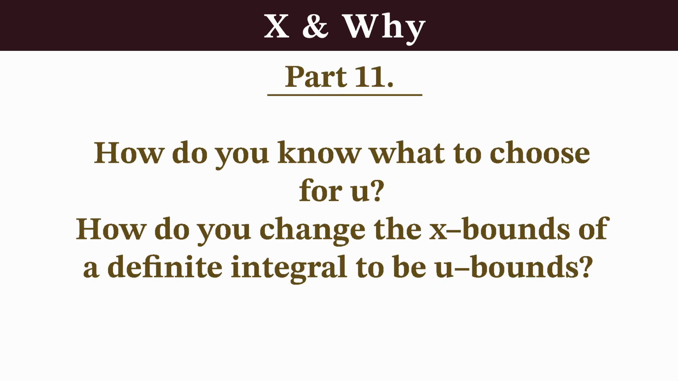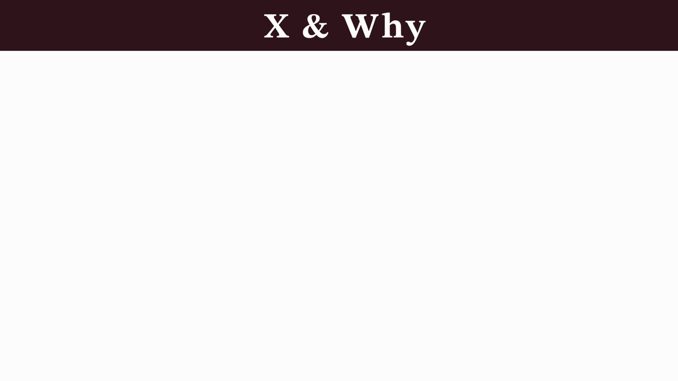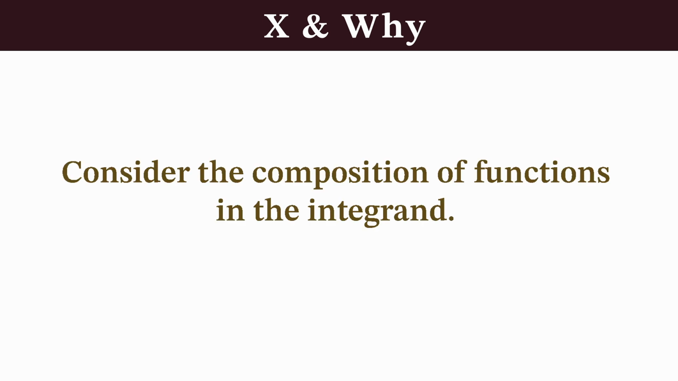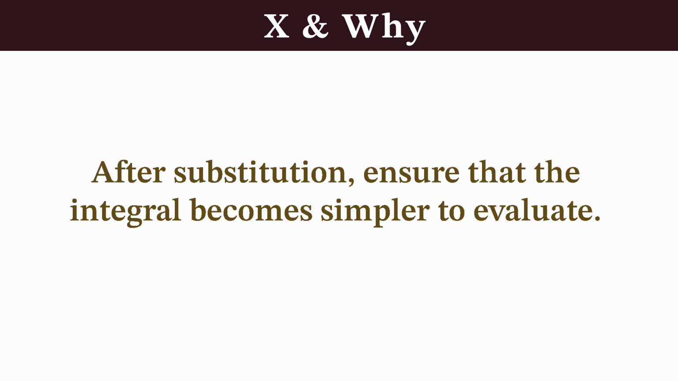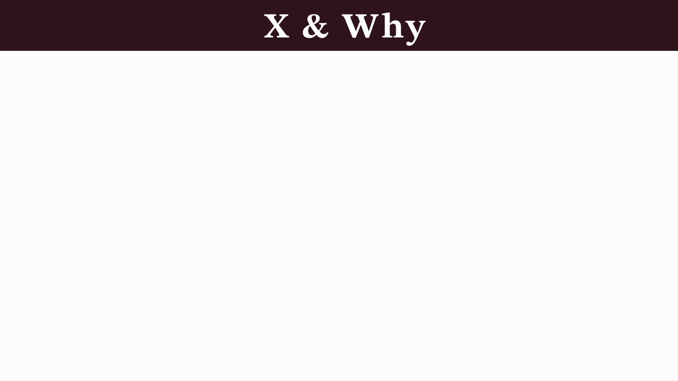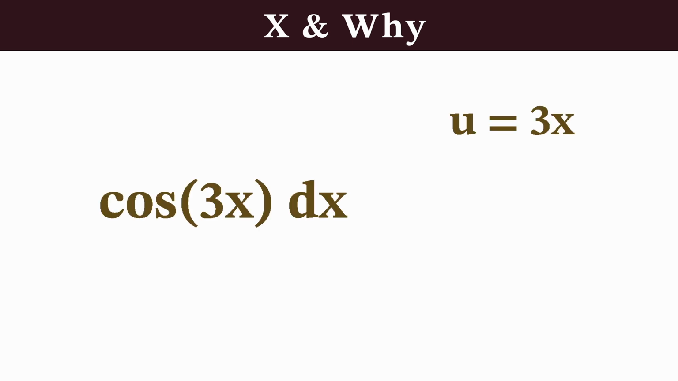Part 11. How do you know what to choose for u? How do you change the x-bounds of a definite integral to be u-bounds? When picking u for u-sub, consider the composition of functions in the integrand. Look for parts of the integrand that resemble a function and its derivative, and after substitution, ensure that the integral becomes simpler to evaluate. If the function is not simpler to evaluate, then you probably need to choose another term for u. To change the x-bounds of a definite integral to be u-bounds, simply evaluate u at the original bounds.